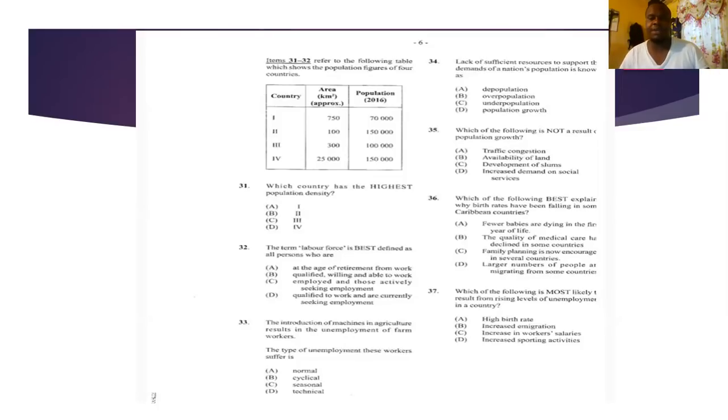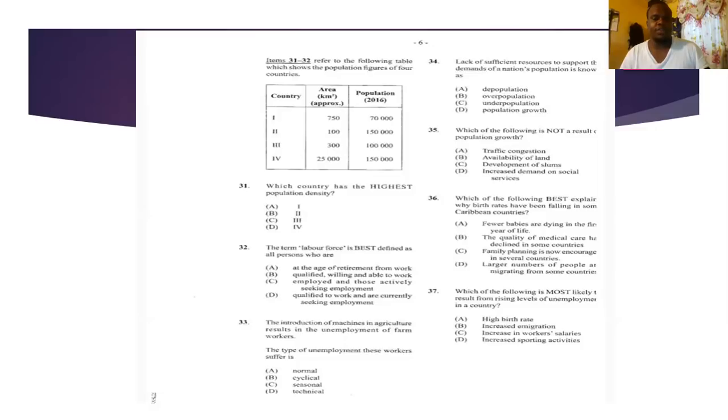At the age of retirement means they are working, but they're retired, so that's not the best definition for the labor force. But what about those who are not at the age of retirement? Employed and those actively seeking employment, that is C. D says qualified to work and are currently seeking employment, but what about those who are already employed? So you see that those answers don't really make sense.